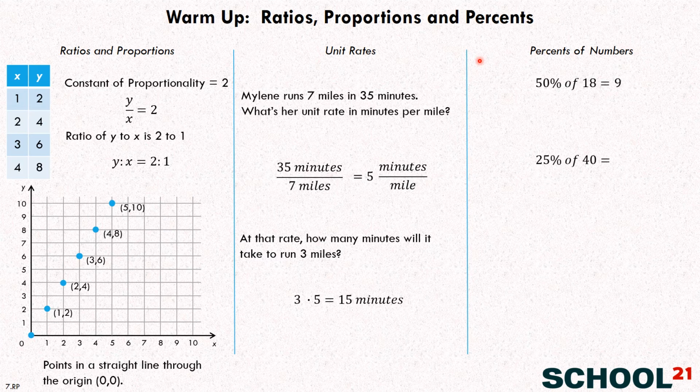Let's see if there's another percent you have memorized. What's 25% of 40? 10. And how did you do that? What did you do in your head? Well, 25% is 1/4, so 1/4 of 40 is 10. Good. Very good. So you've memorized that one too.